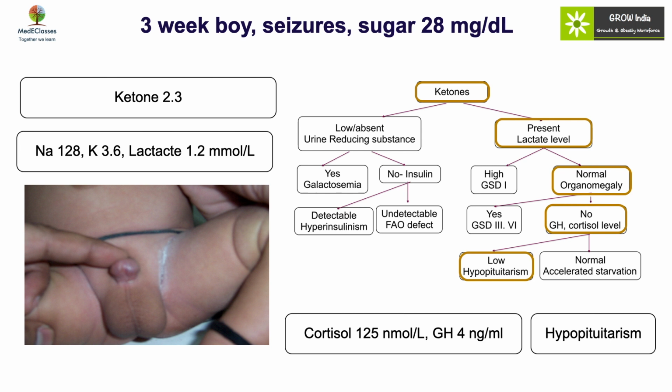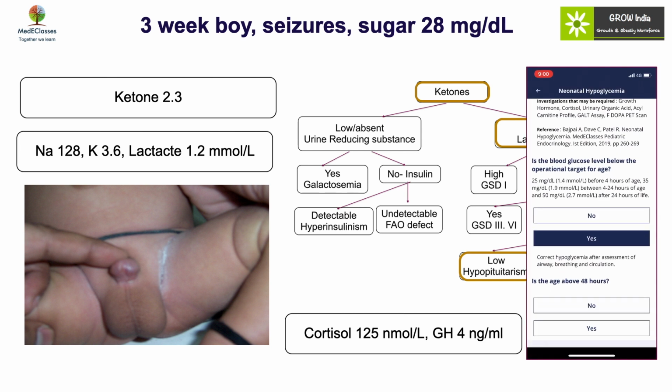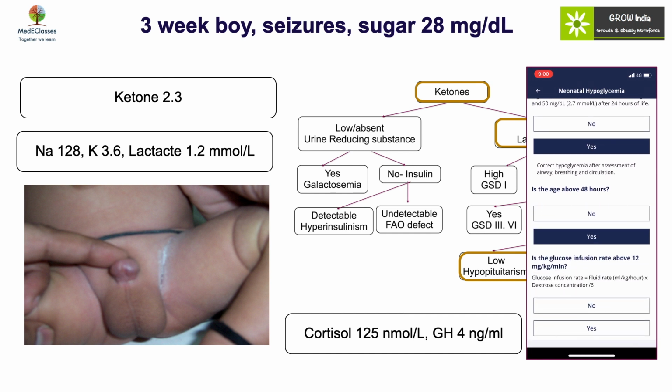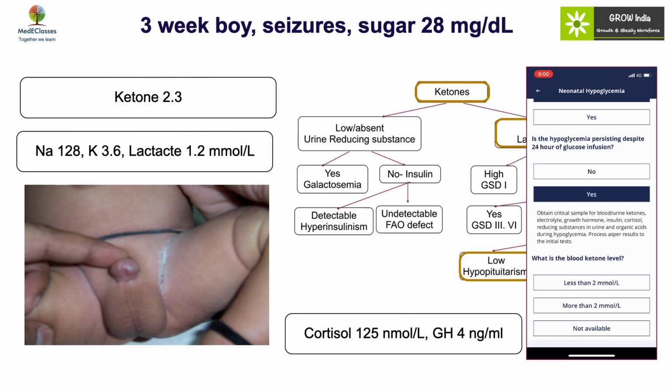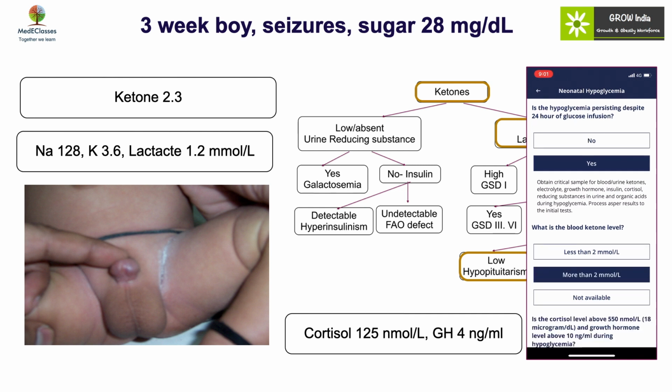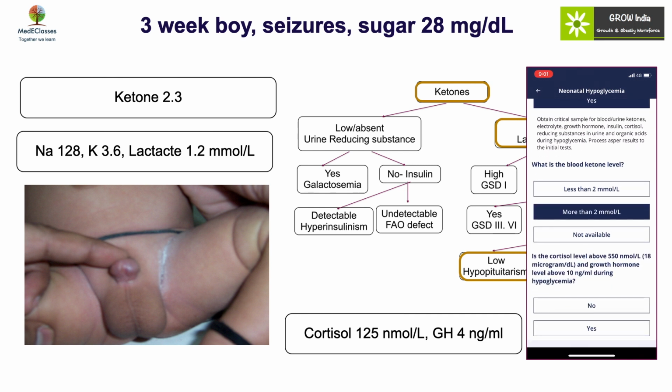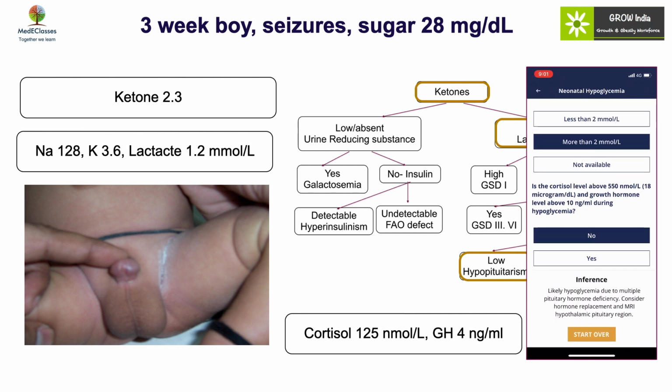And if we see how our app works, it will basically ask whether the targets are met, if it's more than 48 hours. So this child is already more than 48 hours. In that setting, we want to see whether he is still having hypoglycemia. Look for ketone levels. Ketone is more than 2. In this situation, it will ask whether the cortisol is above 550, and we say no. So this is very clear that this child actually has a multiple pituitary hormone deficiency, and this application will really take us through very easily, even if we forget all that immediately in the clinical setting.